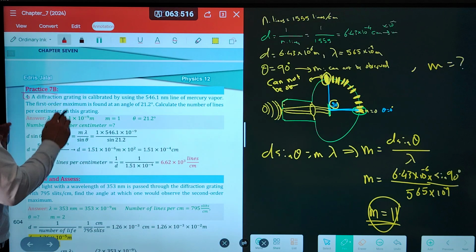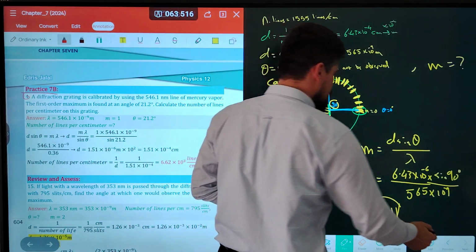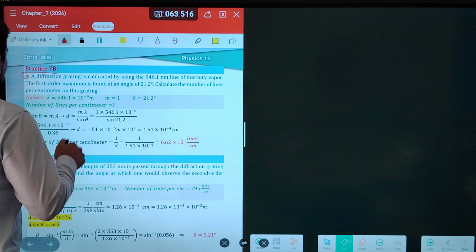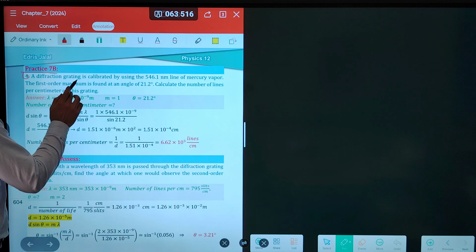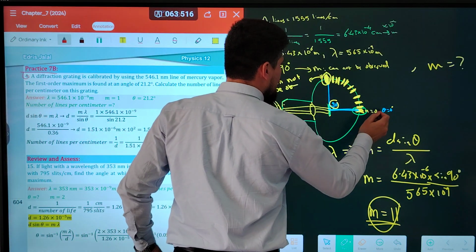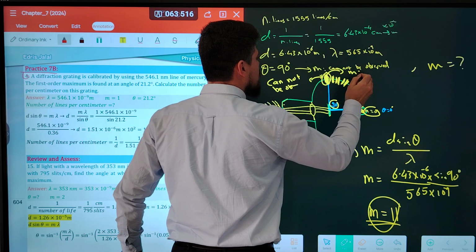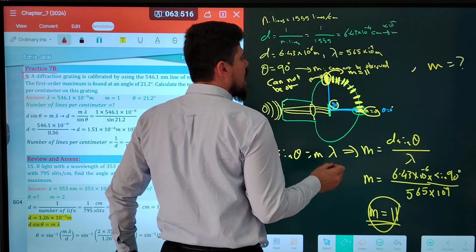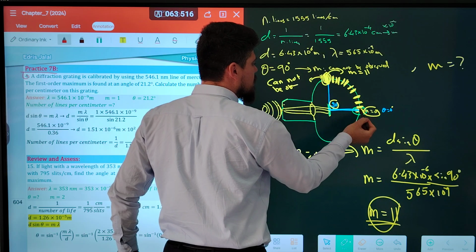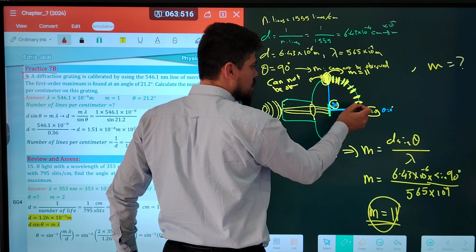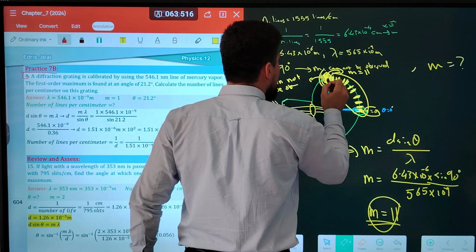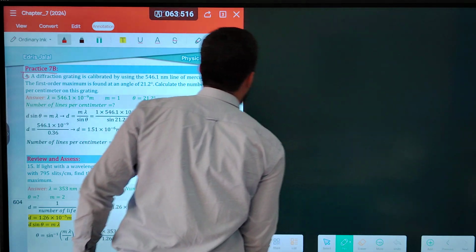Question 4, practice 7b. Guys, look, I forgot to tell you this. M here is equal to 0, but here M is equal to what? 11. How many bright fringes can be observed? 11. But this one cannot be observed. With the 0 one, 1, 2, 3, 4, 5, 6, 7, 8, 9, 10, 11. And M is equal to 11.